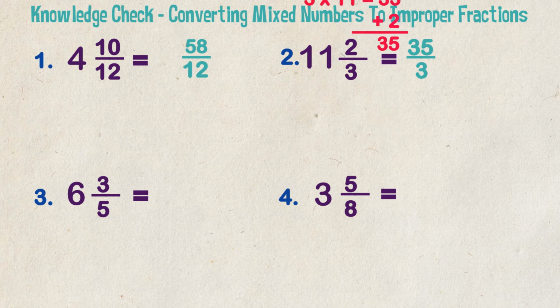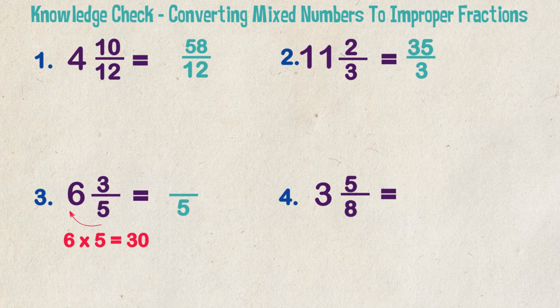Example 3. Convert 6 and 3/5 to an improper fraction. We write down the denominator of 5. We multiply 5 times our whole number of 6 and we get 30. We add the numerator of 3 for a total of 33. 33/5 is our improper fraction.